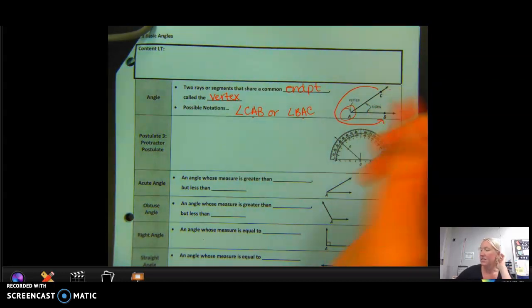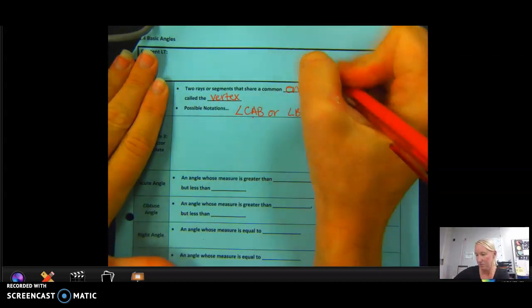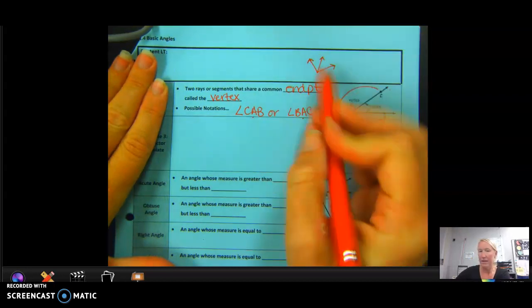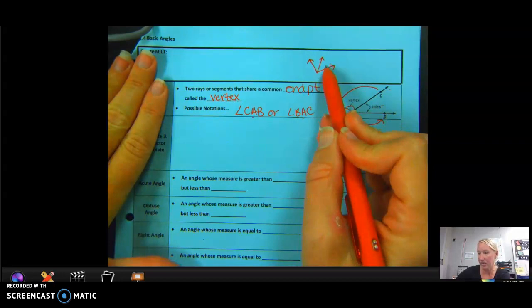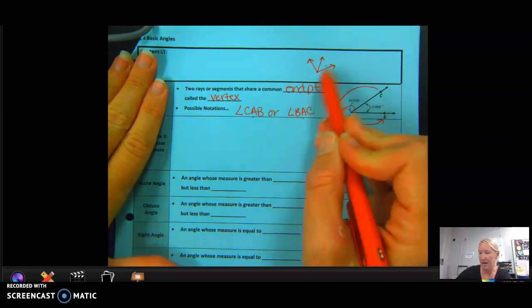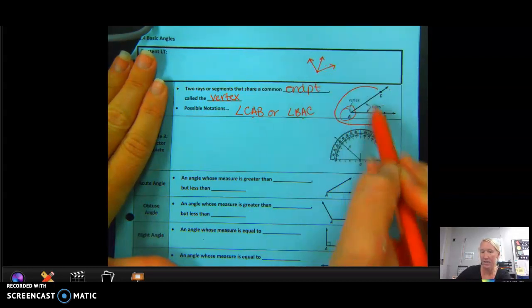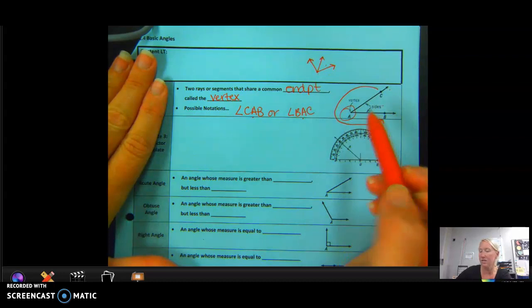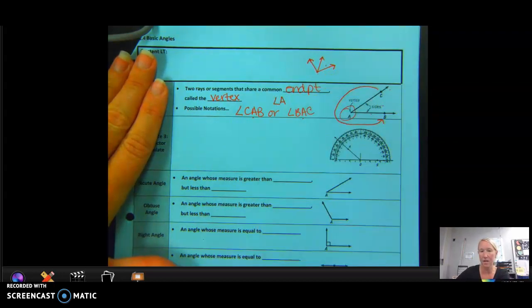Another way I could name this, if there's only one angle here. What I mean by that is, let's say I have this angle. How many angles do I really have? Here I had one angle, but here I actually have three. I have one here, I have one here, and then I have the big angle. So at this vertex, there's actually three angles, but at this vertex, there's only one angle. If there's only one angle at the vertex, you can call it by its vertex. So I can call that angle A.